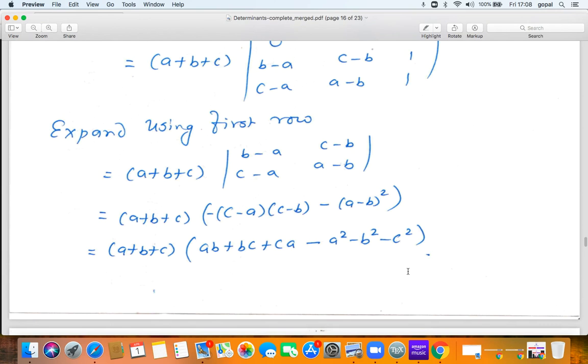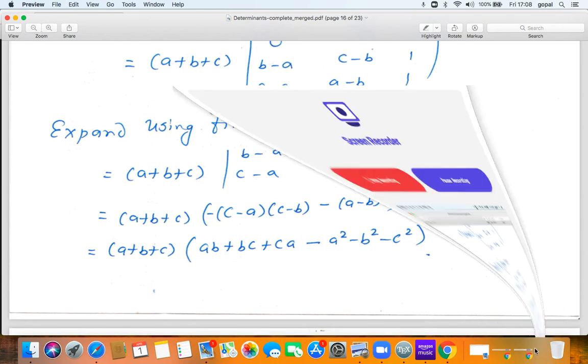So, okay, I will stop this second capsule here, and we will take up some more.